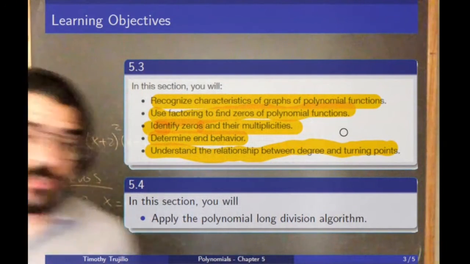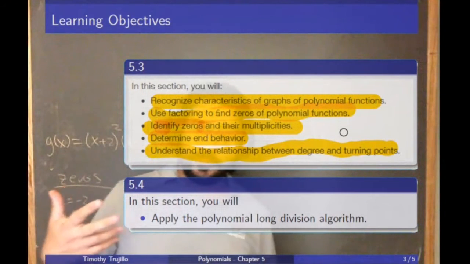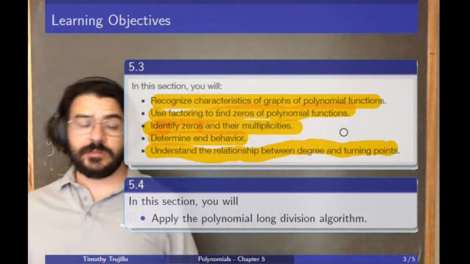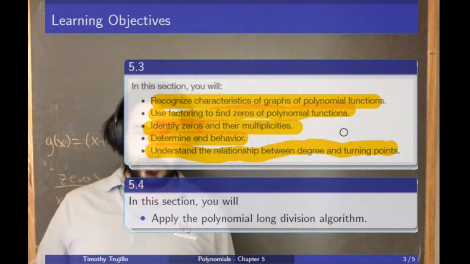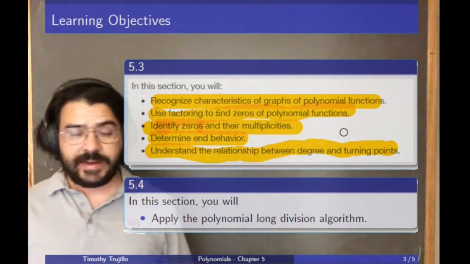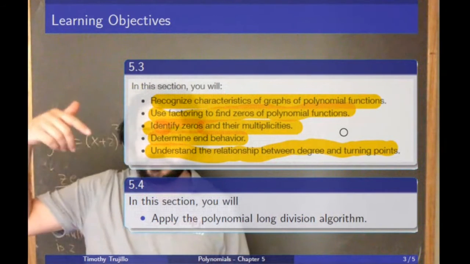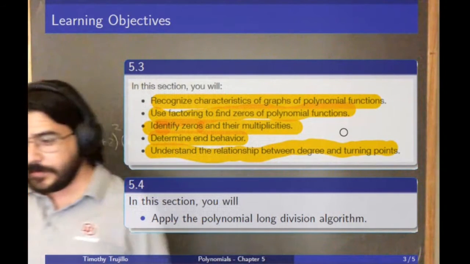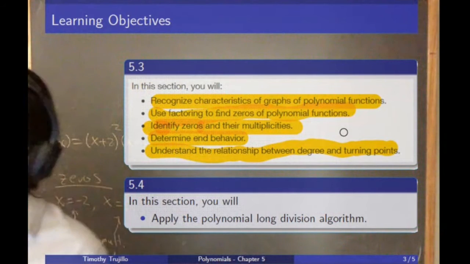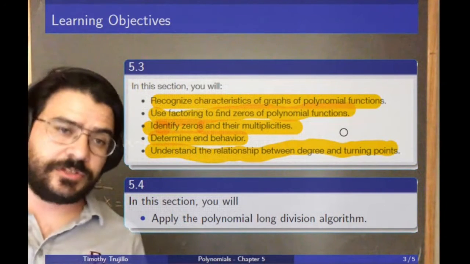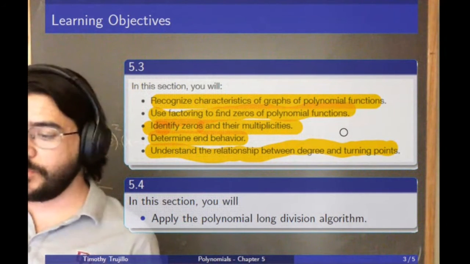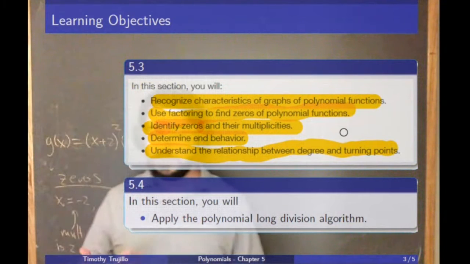So there were a lot of questions in the homework that were asking you, here's the graph of some function, determine the smallest possible degree of a polynomial that has that function as its graph. And all you did was count the number of turning points and add one to it, okay? So turning points were telling us about the degree, and there's this really interesting relationship between the number of turning points and the degree.